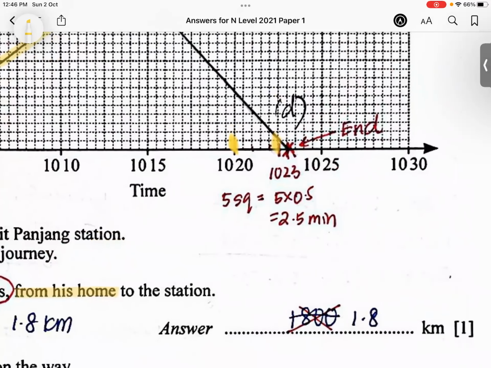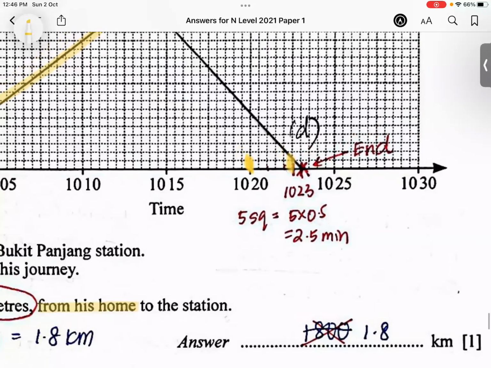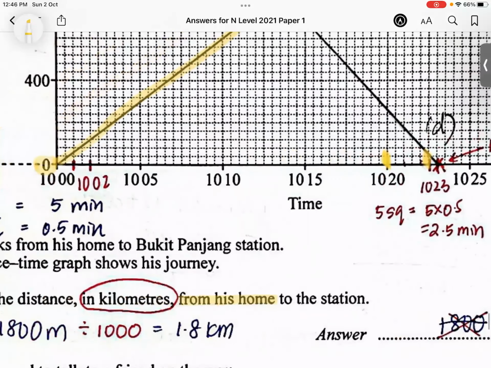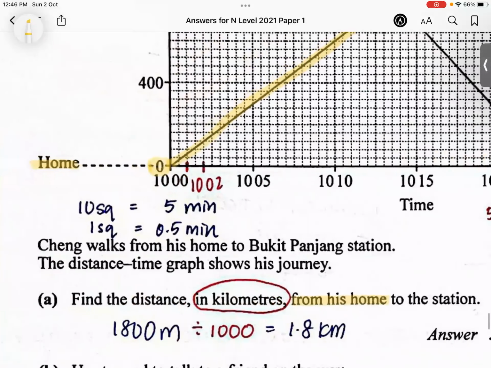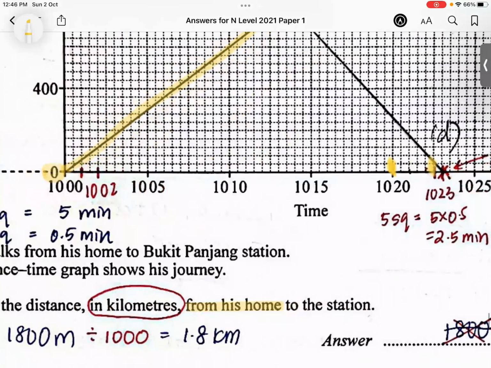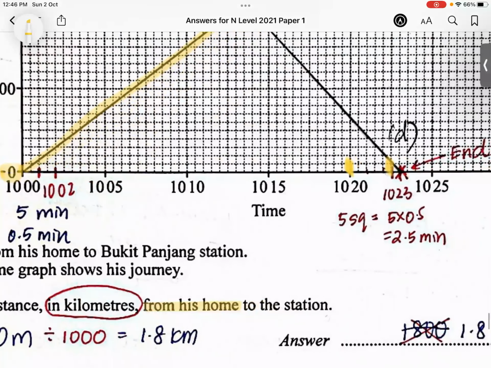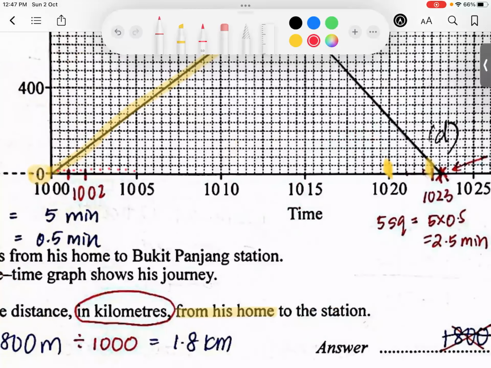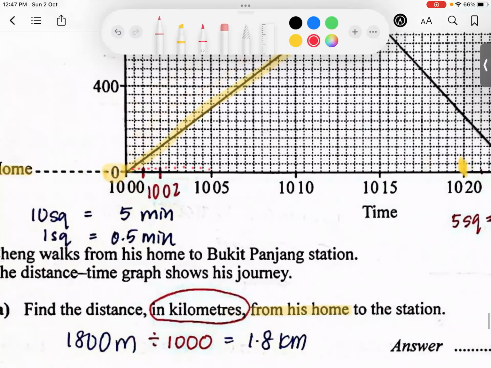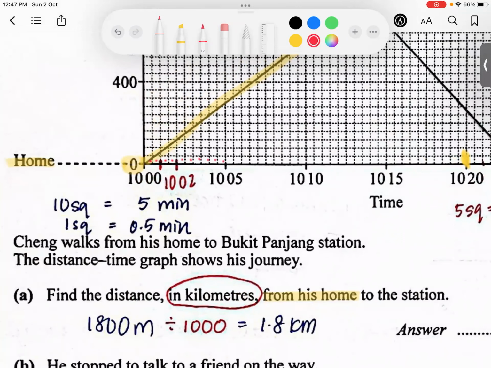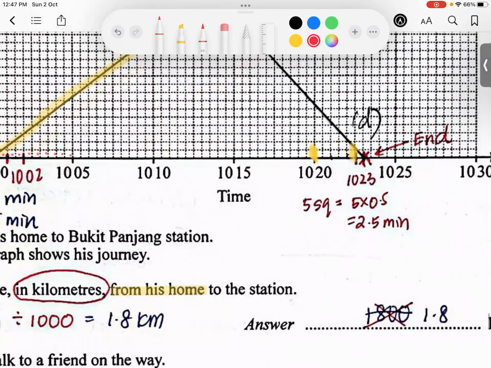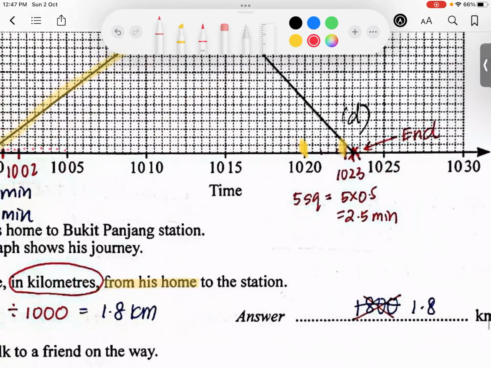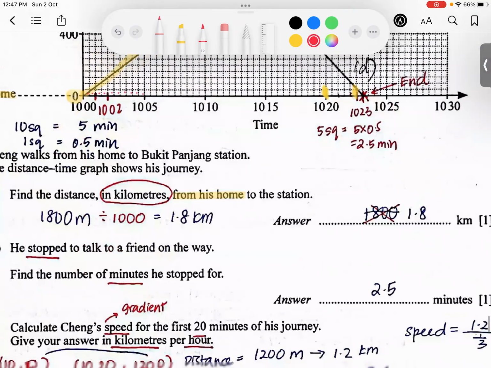5 squares represent this one, how many units? Let me count the units. 1, 2, 3, 4, 5, 6, 7, 8, 9, 10. 10 squares represent 5 minutes, so 1 square represents 0.5 minutes. This one had 5 squares, so 5 times 0.5 is 2.5 minutes. So we stop for 2.5 minutes.